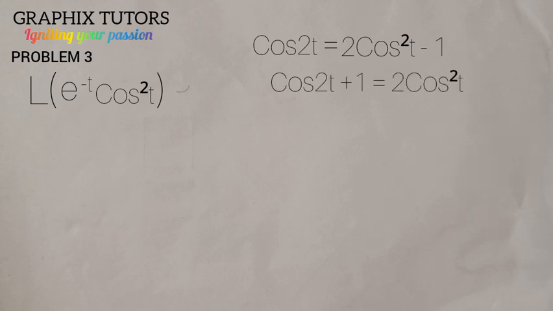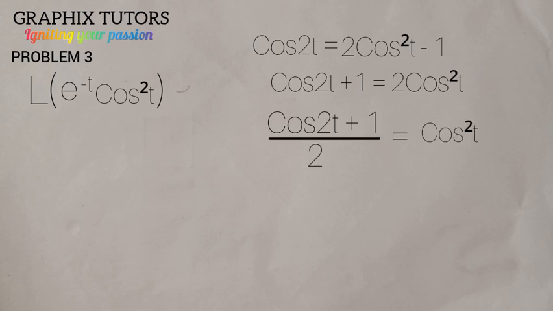2 cos square t, right? Now, I want cos square t to stay alone, so if I divide both sides by 2, I'll be having cos 2t plus 1 all over 2 is equal to what? Cos square t, right? This is what we have.